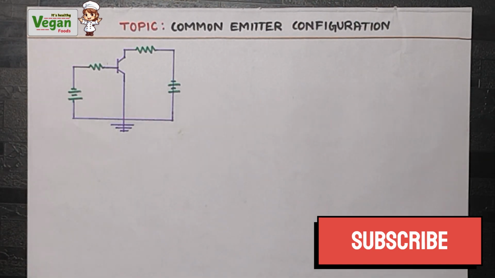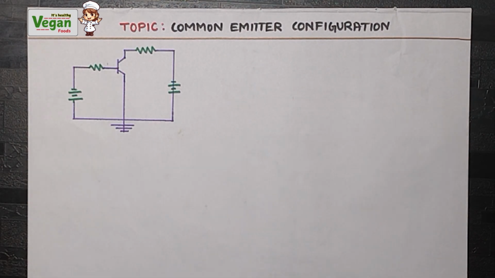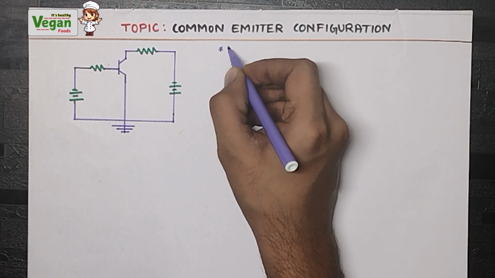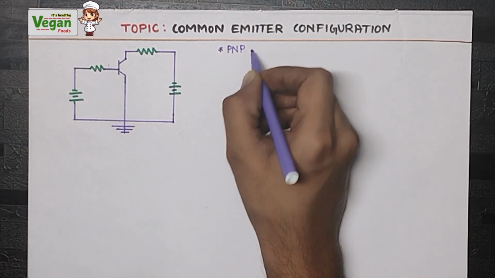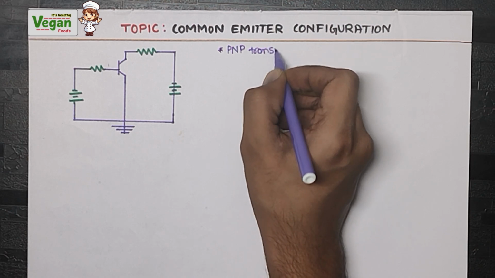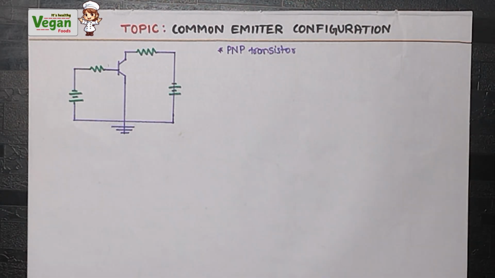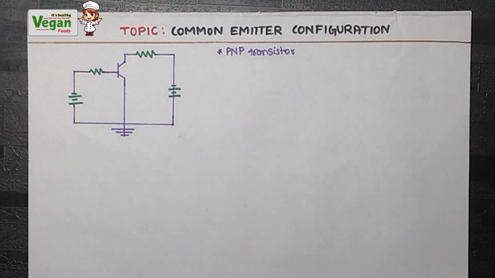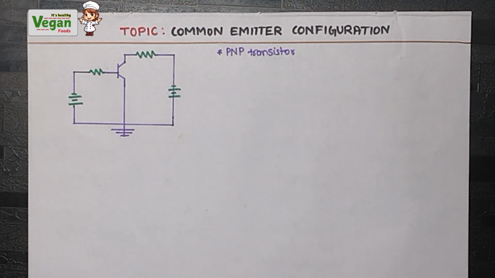In the previous video we discussed the common base configuration. Same as there, in the common emitter configuration we will also be using a PNP transistor. What is a PNP transistor? N type semiconductor is doped in between two P type semiconductors. This type of transistor is called a PNP transistor.